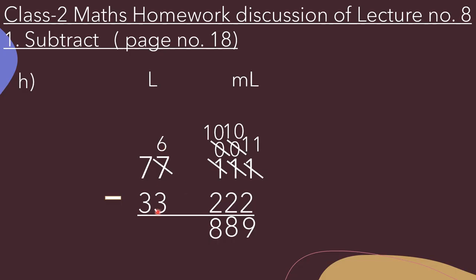Now 6 minus 3. So keep 6 in your mind, 3 on your fingers. Now we have to speak backward counting. 5, 4, 3. So here we will write 3. 7 minus 3. So keep 7 in your mind, 3 on your fingers. 6, 5, 4. So here we will write 4. So what is the answer? That is 43 liters, 889 milliliters. Understood, beta? Thank you.